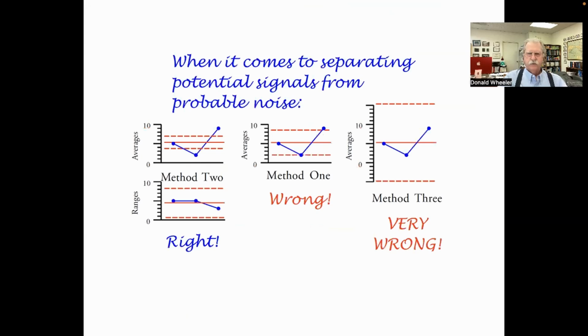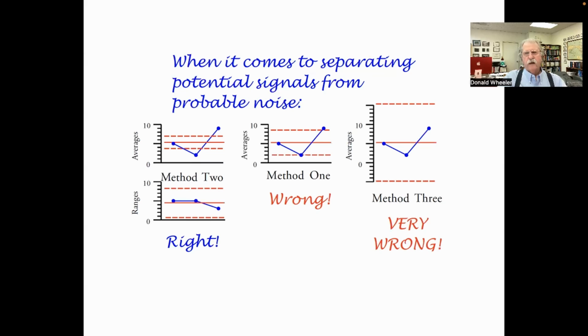So on page 32, when it comes to separating potential signals from probable noise, method 2 is right. It has always been right, and it will always be right. World without end. Method 1 is wrong. It has always been wrong. Shewhart rejected method 1 in favor of method 2 on page 307 of his 1931 book. From the very beginning, it's been method 2 all the way, never method 1.